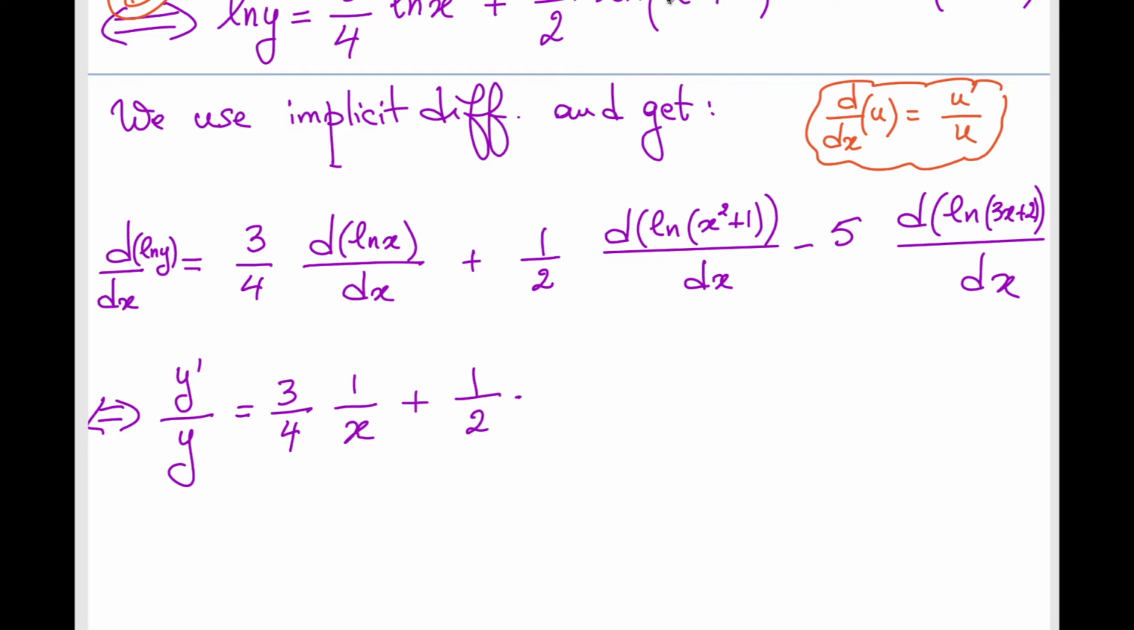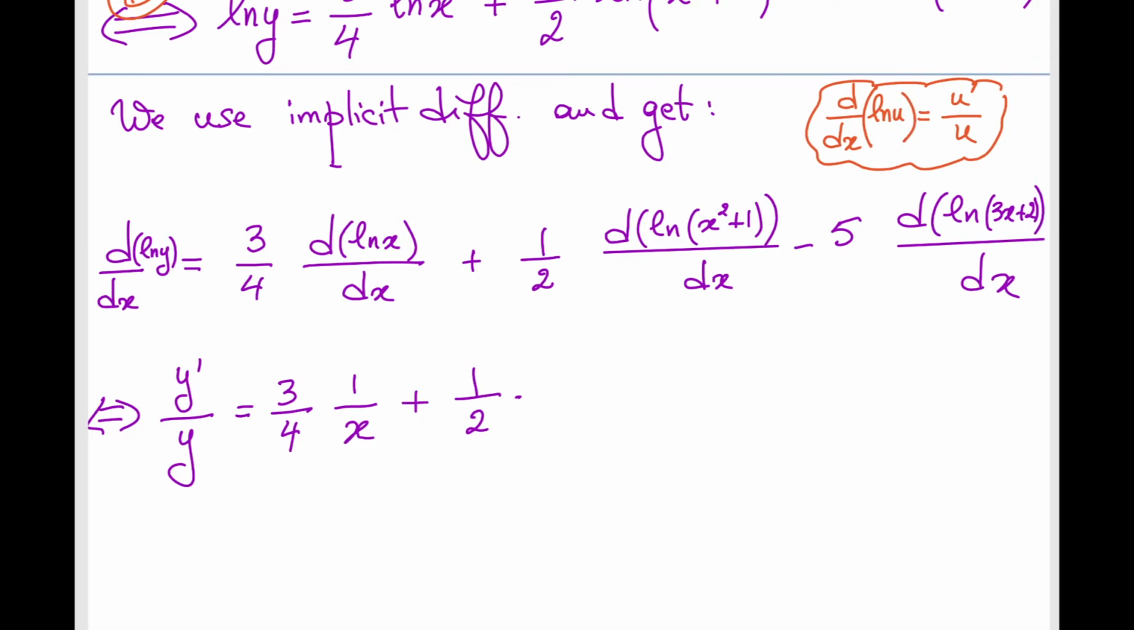Sorry, I copied it wrong. I meant it to be ln of u, and in my mind I was seeing ln of u. Now I saw it to be u. So this is ln of u, right? Okay, let me erase it and write it nicely. So this is the derivative of ln of u with respect to x. Okay, that's what I meant.